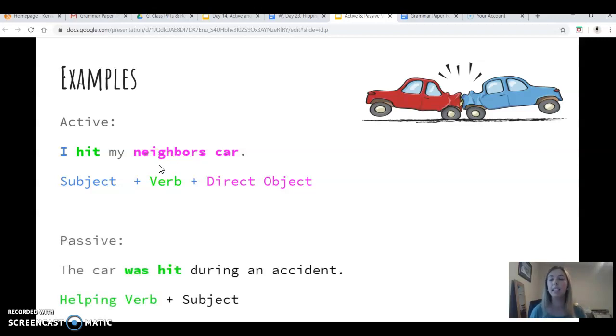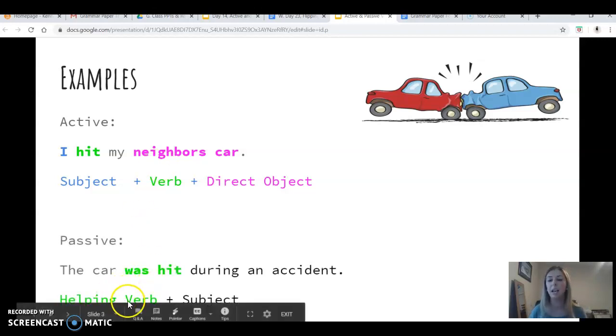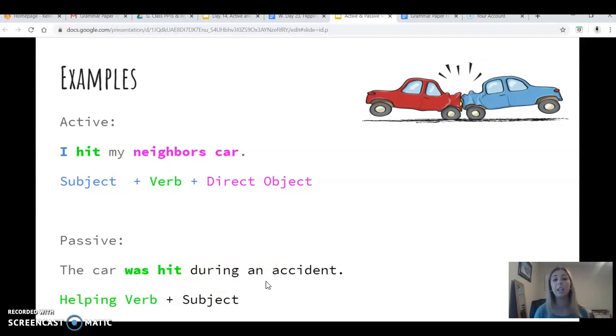Passive voice, as you can see here, has a helping verb, which was, and then the subject. Also in passive voice, you're not directly stating who hit the car. So let's say this did happen in real life and you're trying to dodge your parents, you could say the car was hit. Your parents don't know that you hit the car, but they do know that the car was hit.